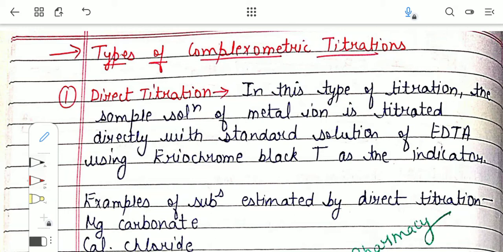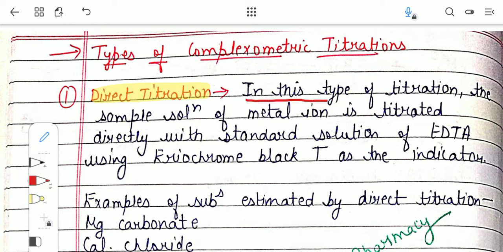So hello everyone. In this video we will talk about the classification or the types of complexometric titrations. There are basically four types of complexometric titrations: the direct titration, back titration, replacement titration, as well as the indirect titration. Firstly, let us begin with the direct titration.